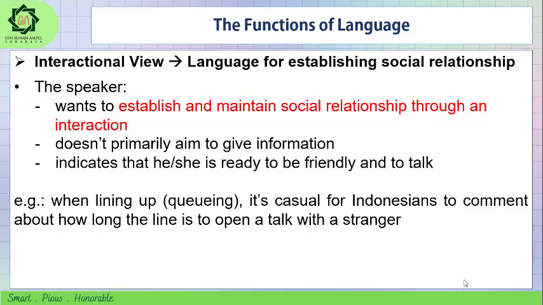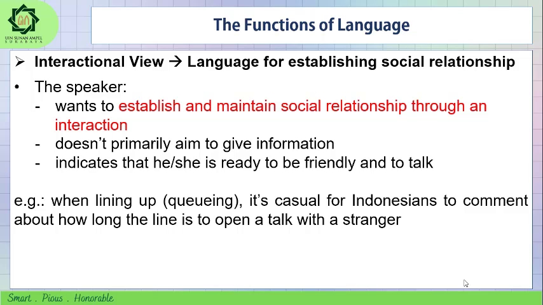The next function of language is the interactional function. For this interactional view or function, language is used to establish social relationship. In this function, the speaker wants to establish and maintain social relationship through an interaction. The speaker doesn't primarily aim to give information, and the speaker indicates that he or she is ready to be friendly and to talk.